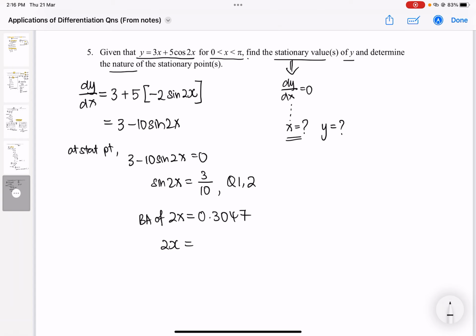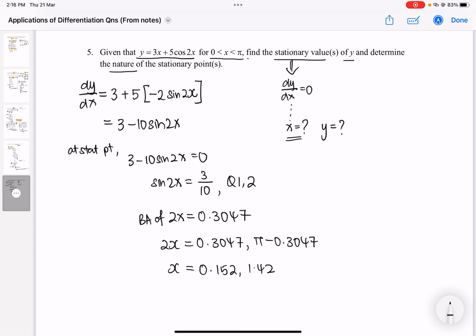Using the basic angle, find all the possible answers. So the first quadrant answer would just be the basic angle. For the second quadrant, it's pi minus basic angle. So this gives us the two possible values for 2x. Finally, you divide by 2 to find the value of x.